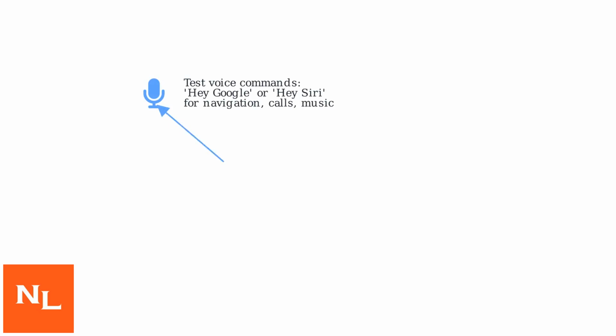Once connected, test the system by using voice commands like Hey Google for Android Auto or Hey Siri for Apple CarPlay. Try commands for navigation, making calls, or playing music to ensure hands-free operation works. For example, on Android Auto, you can see apps like navigation and music displayed on the screen, accessible via voice or touch. Next, customize settings such as dark mode or app shortcuts through the car's infotainment menu.